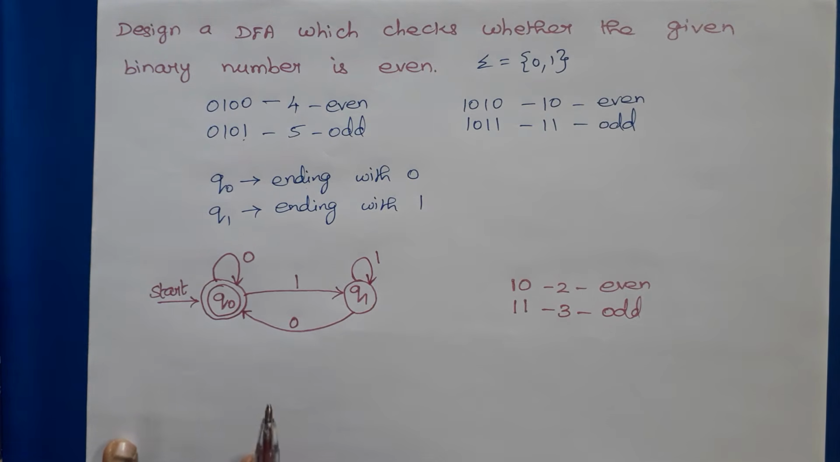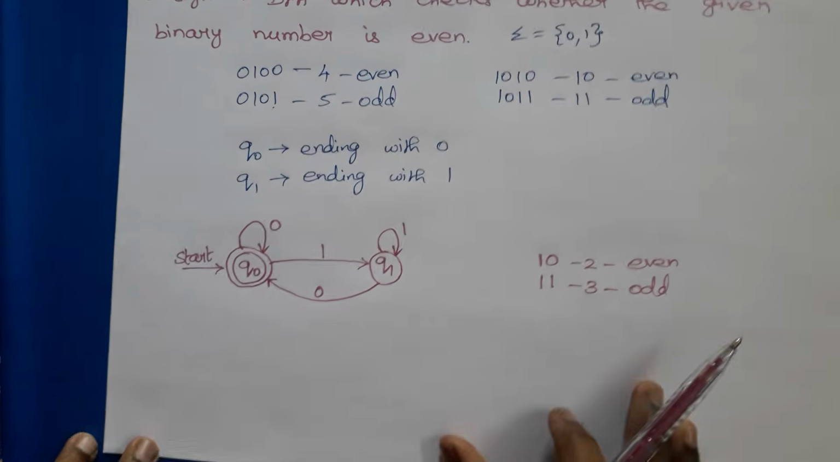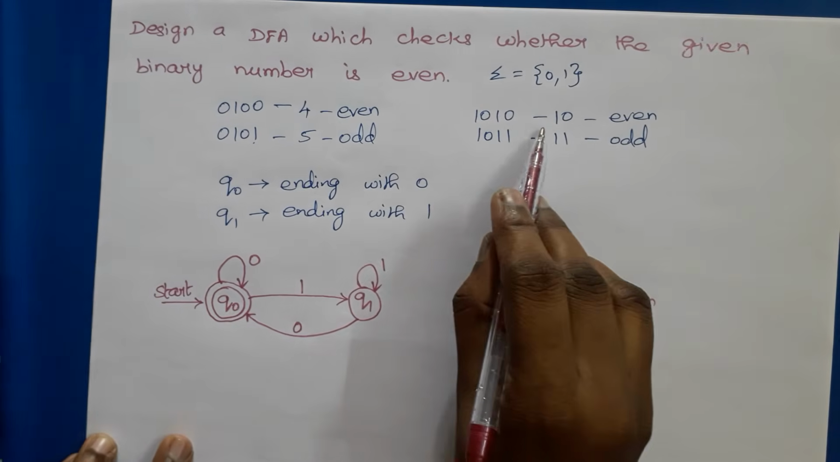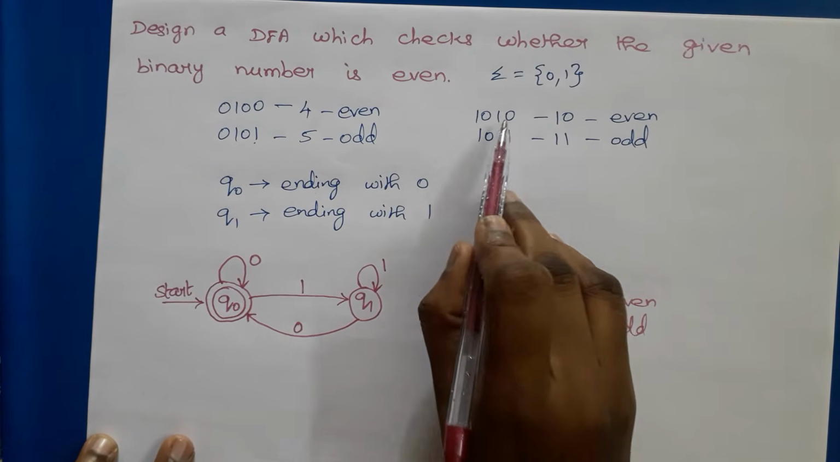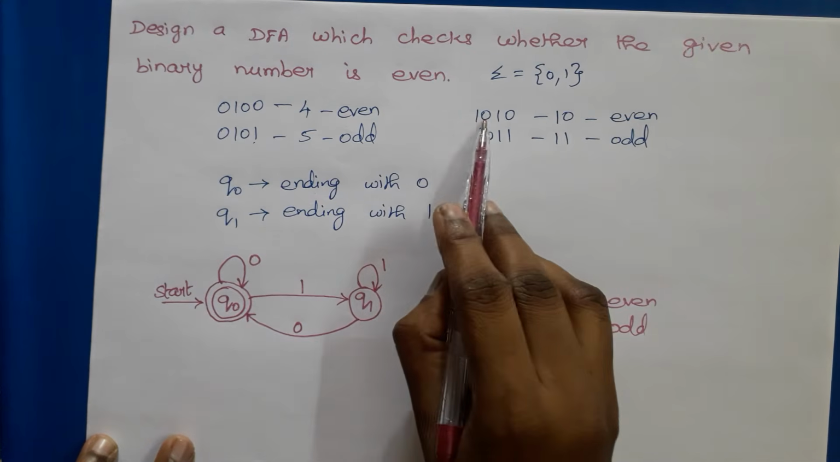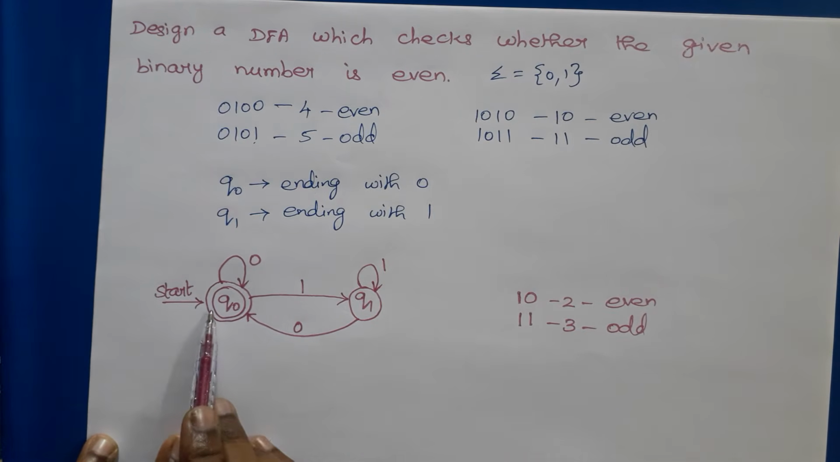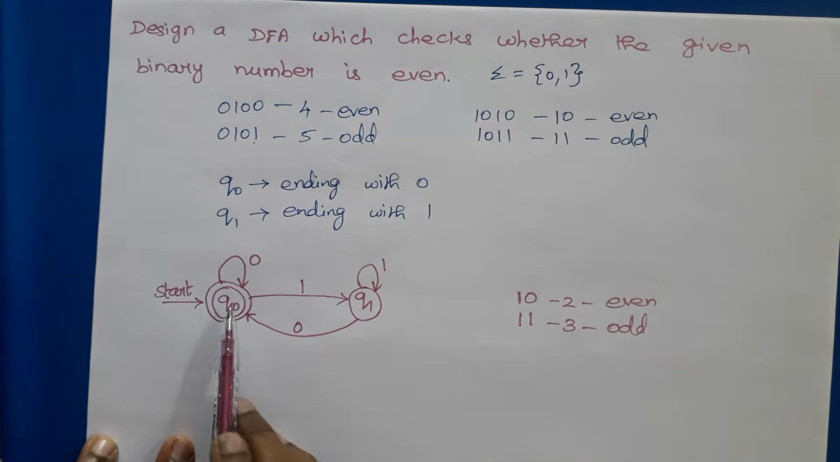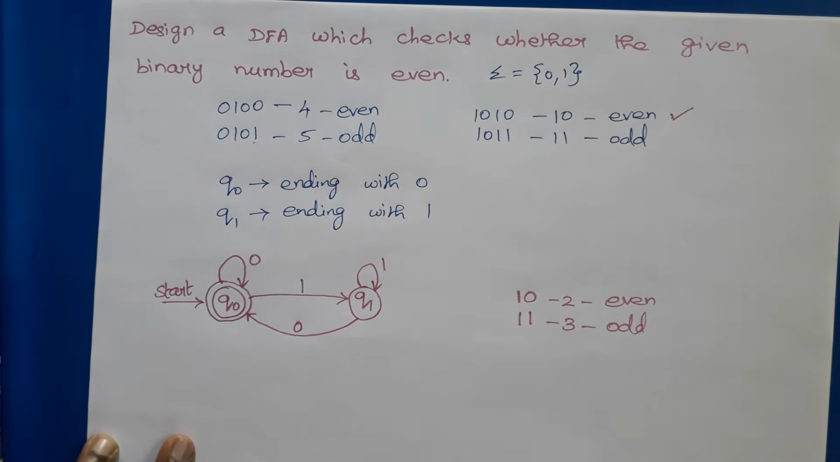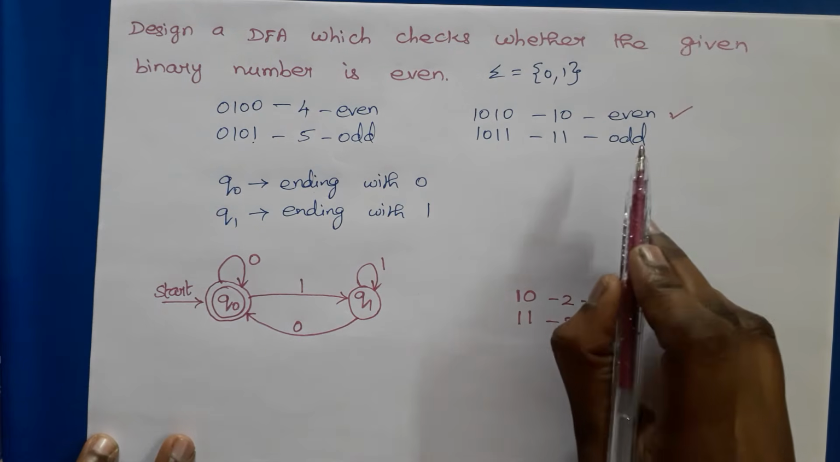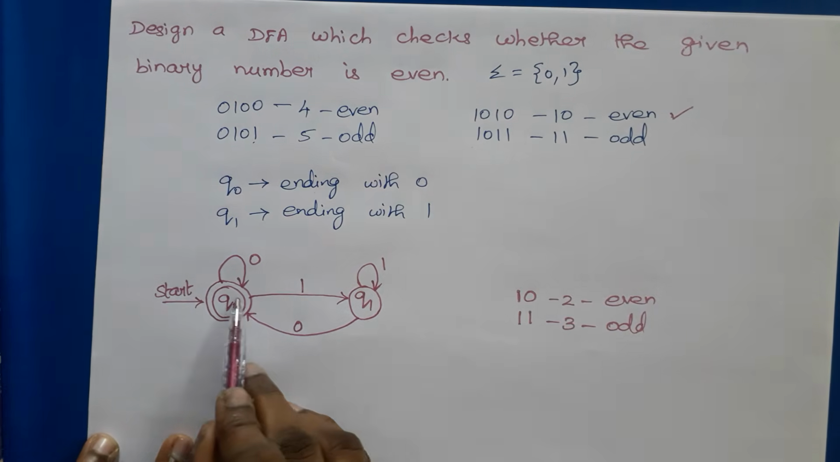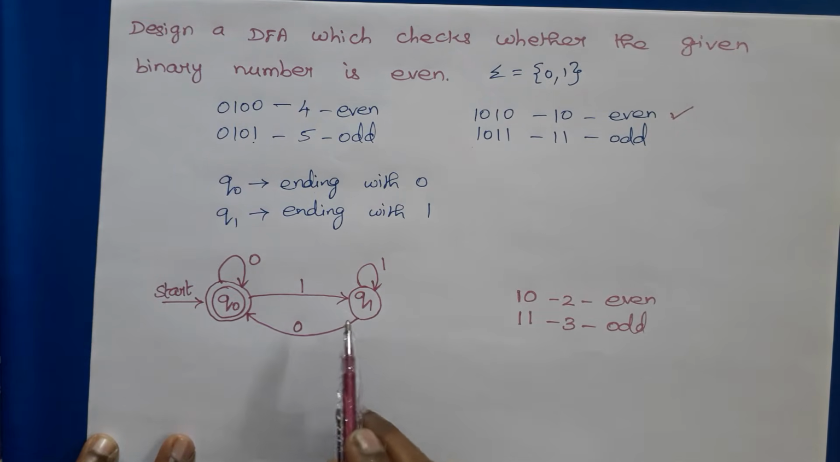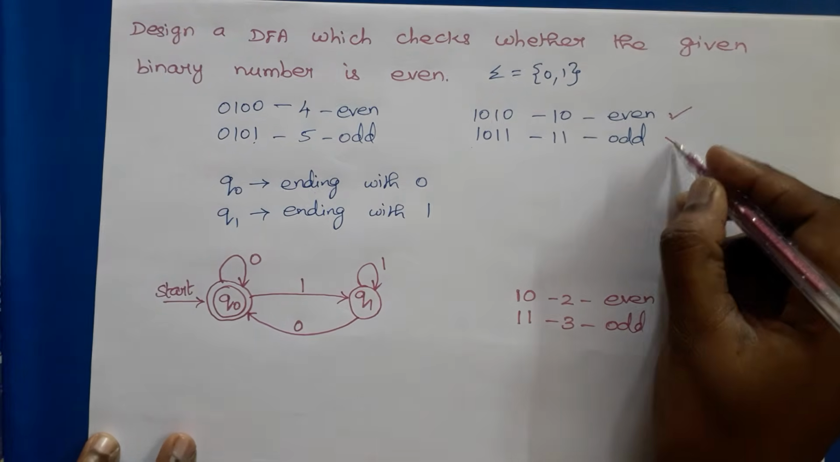So this is the DFA diagram for checking whether the binary number is even. So consider 1010. This is an even number, so this string must be accepted by our DFA. So 1010. We are reaching the final state. We are in the final state after reading all the symbols of the string, so we can say that the string is accepted by our DFA. And this odd number should be rejected. So 1011. We are in a non-final state, so it is rejected by our DFA.